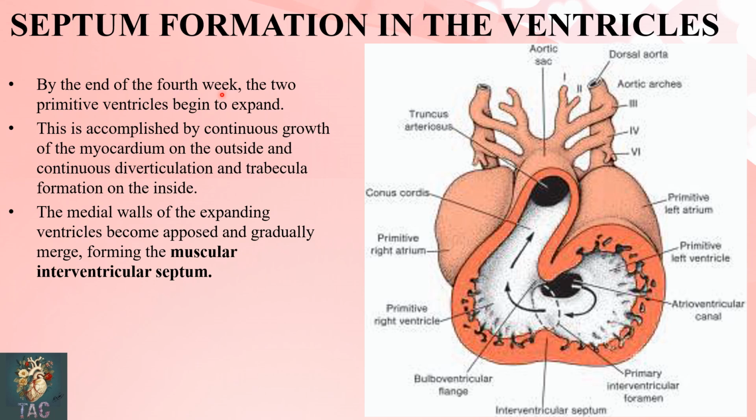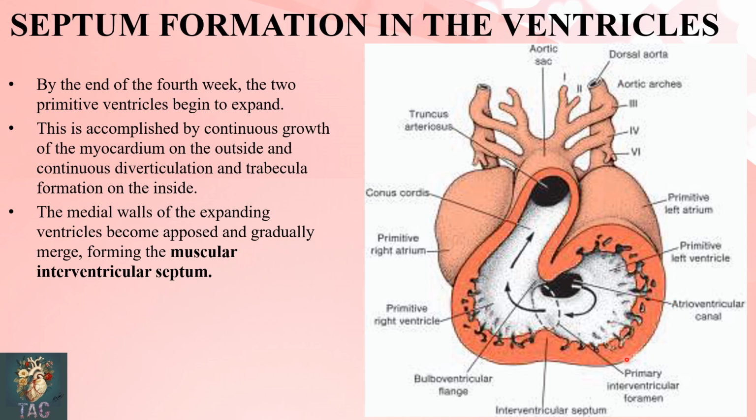By the end of the 4th week, the 2 primitive ventricles begin to expand. So in this diagram you can see the 2 primitive ventricles are expanding, and when they expand from the outside, continuous diverticulation and trabeculation occur on the inside in such a way that their medial walls are opposed to each other, and then the medial walls gradually fuse with each other and form the muscular part of the interventricular septum. So please remember, these are the primitive right and left ventricles, and they grow outside.